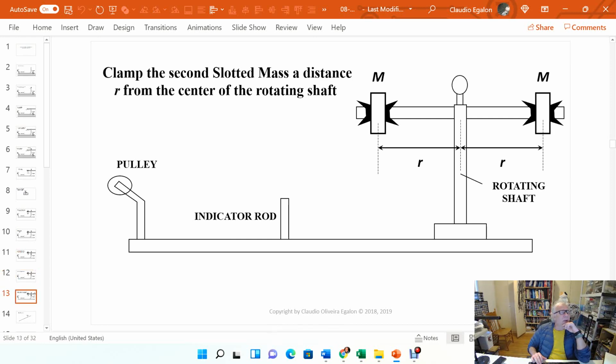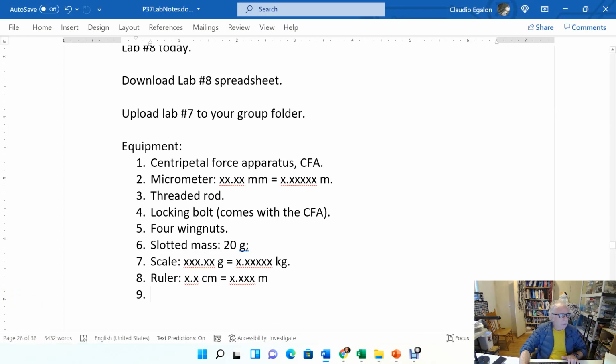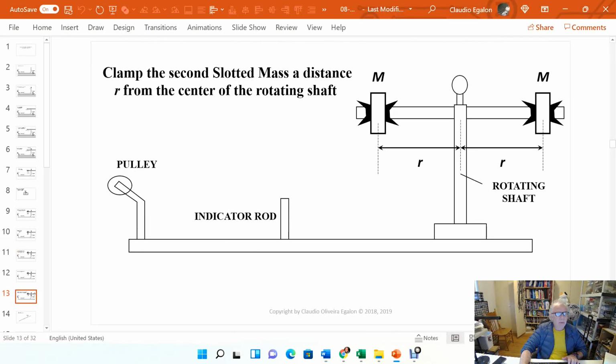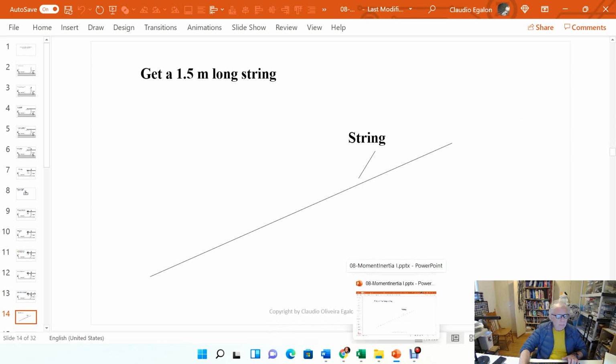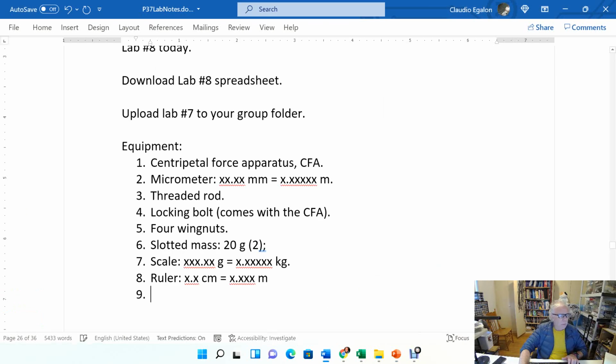We are going to clamp a second slotted mass, okay? The same distance from the center. And I'm gonna get that here, slotted mass, 2 has to be 2 20-gram slotted masses. You're gonna need more than that. So let's start with this one first. You're gonna need a string, 1.5 meters long string. Let's log there. Here you go. String 1.5 meter long.